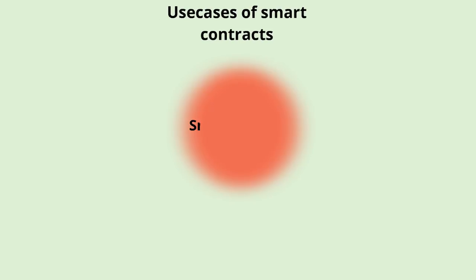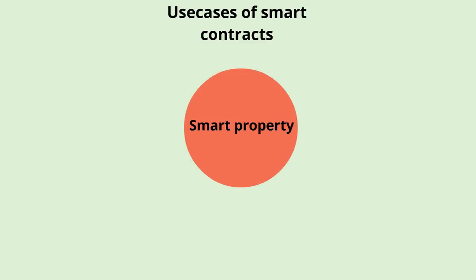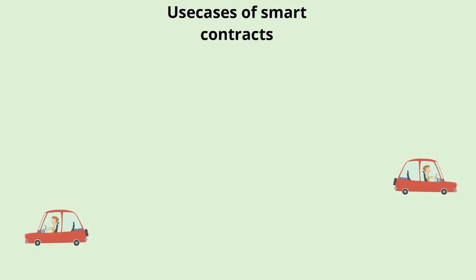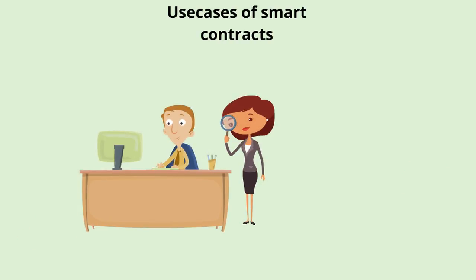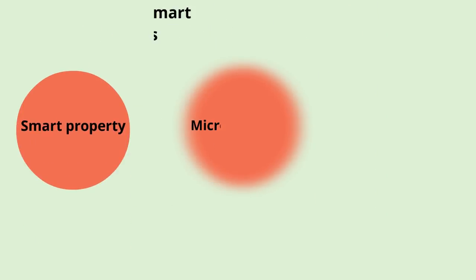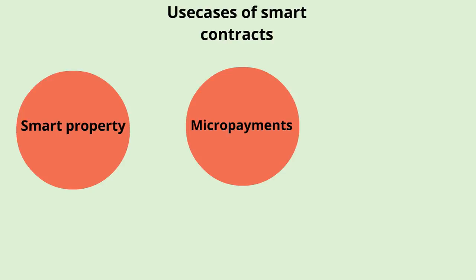First off, smart property, which is property that can be atomically traded using the blockchain. For example, buying a car on the blockchain would require a car dealer to load up car ownership rights onto a smart contract, and whoever is willing to transfer the required amount of money into the smart contract would gain ownership.